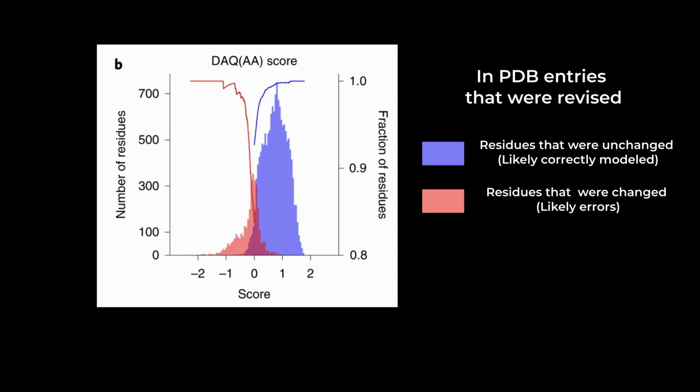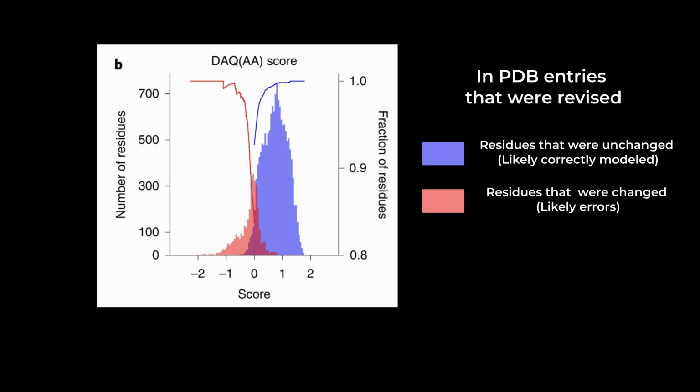We constructed a database of cryo-EM derived structures on PDB that were revised and have two versions. The residues that were changed between the first and second versions were assumed to be incorrectly modeled, and the residues that remained unchanged were assumed to be correctly modeled. We then computed the DAQ score and visualized the distributions in these two classes.